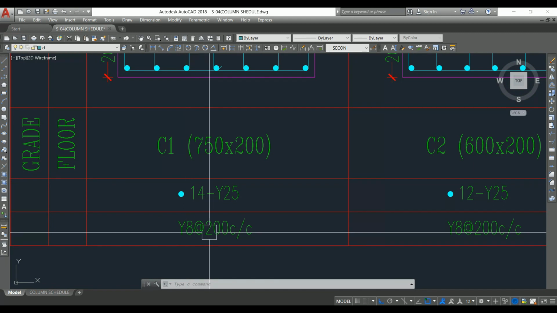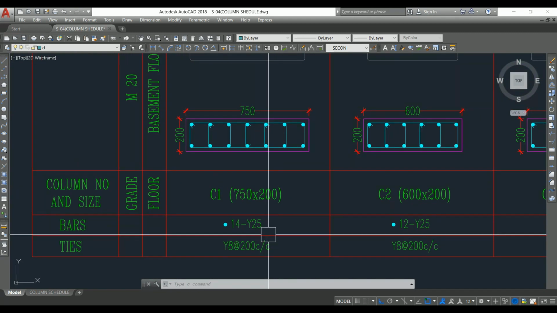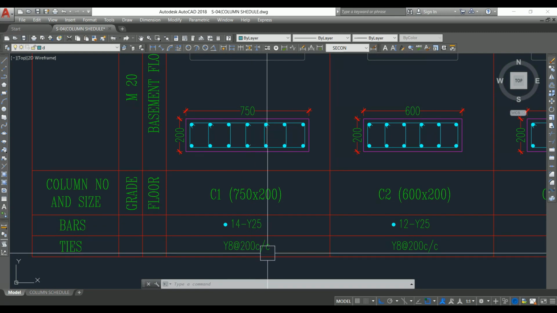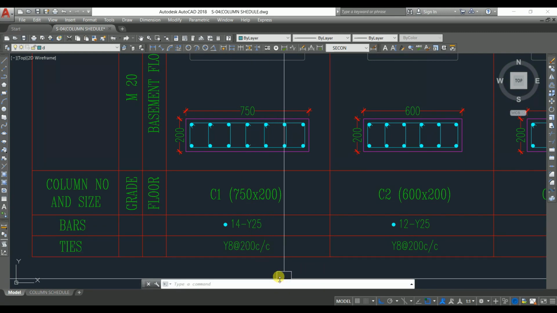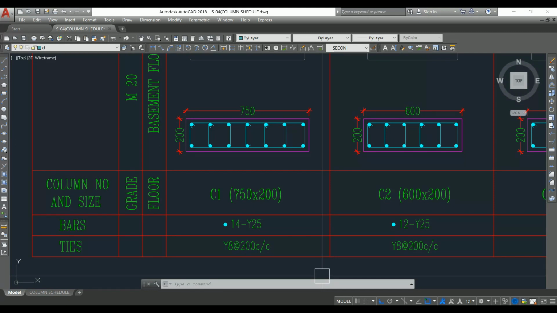Here let me tell you about the lateral tie spacing, 200 mm center to center. You can ask how we get this 200 mm center to center. As I told you before, as per the IS code, we have 3 criteria. One is the least lateral dimension of the column. Second one is 16 times the smallest diameter of the longitudinal bar, and last one is 300 mm. Among these 3, whichever is the lesser value, we need to use that as the lateral tie spacing.